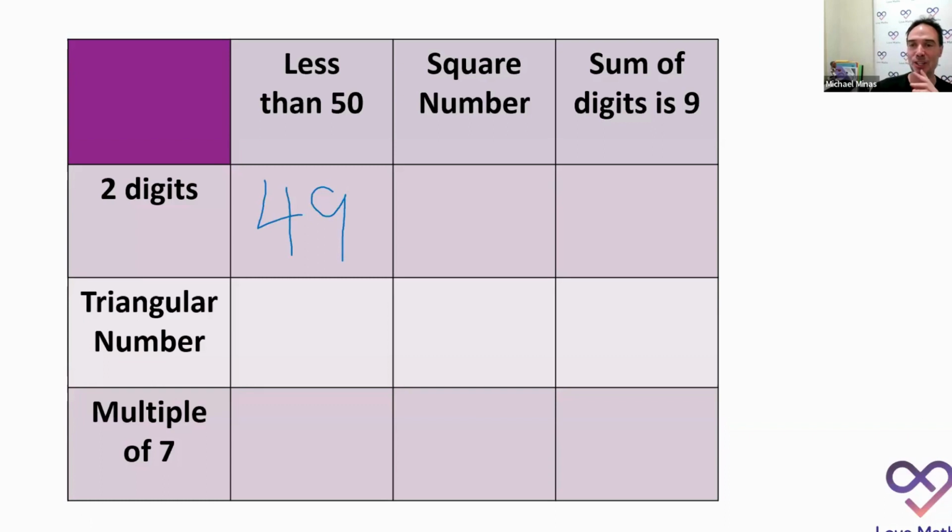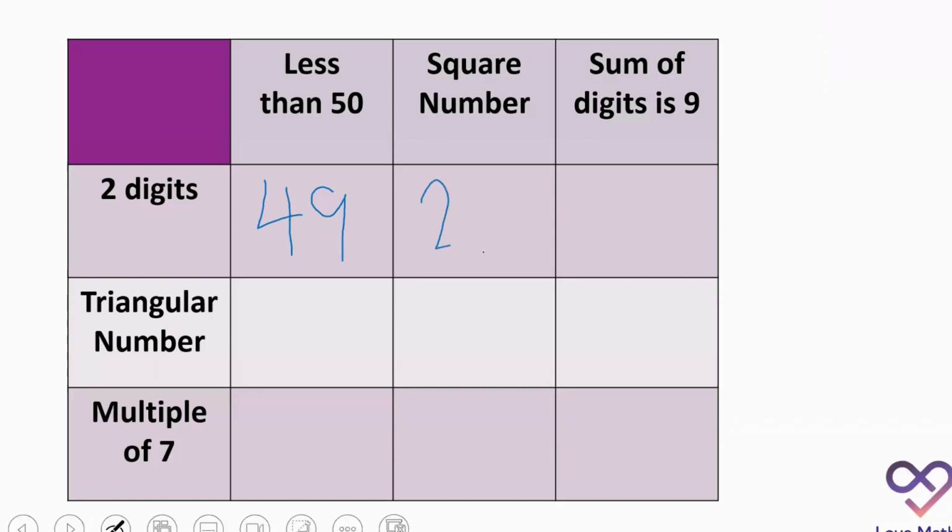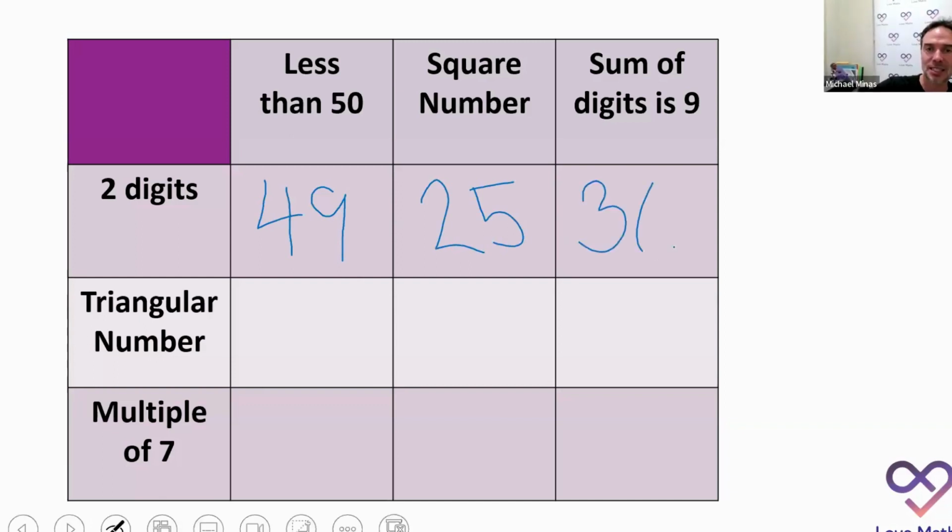Cindy, what other box can you do for me? Let's go across the top. The square number, I went 25. Beautiful. And the sum of digits is 9. I did 36. 36. Incredible. Thank you, Cindy.